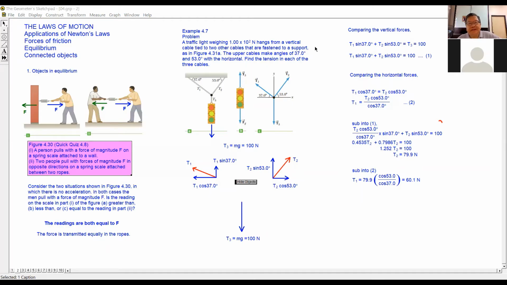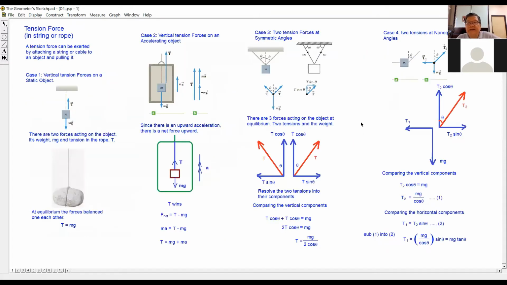It involves numbers. But there is a difference between this question here, 4.7, and the question on page 1 here. The difference is the angle. The angle given here is the angle with the vertical. Can you see that the angle theta is the angle with the vertical line here?